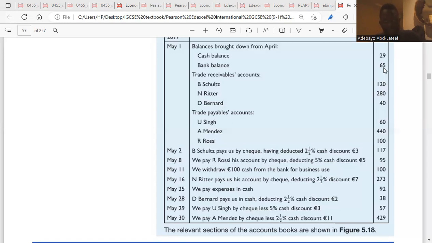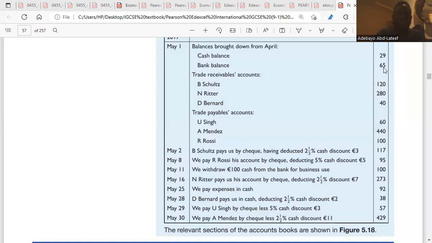On May 2nd, Schultz paid us by check. Schultz owes us 120 euros, but he paid by check. We are giving Schultz a discount because he paid earlier. The discount of 2.5% is 3 euros. So 120 euros that Schultz owes us minus 3 euros will be 117 euros. So we will credit Schultz, taking 117 euros from Schultz, because we have given Schultz a discount of 3 euros.